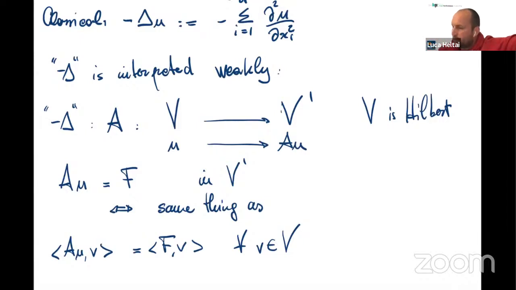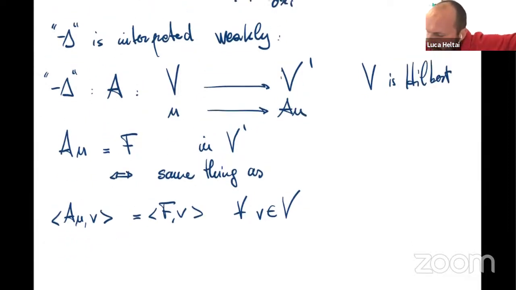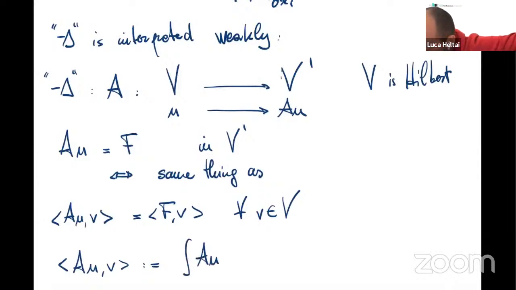How do I interpret Au as a linear operator on the space V? Well, this is exactly the meaning of the duality brackets that I'm seeing here. So the principle here is that I am defining, in this particular case, the duality as the integral of Au V on the domain omega.